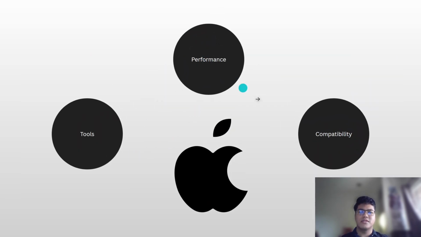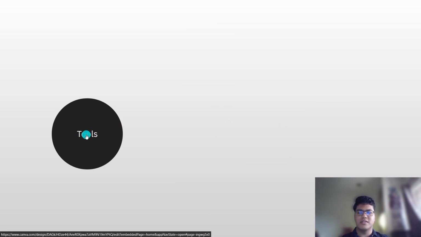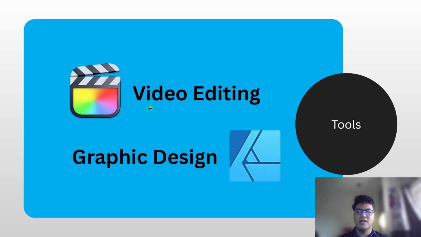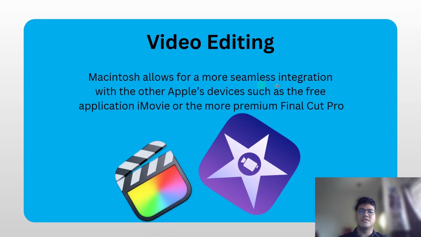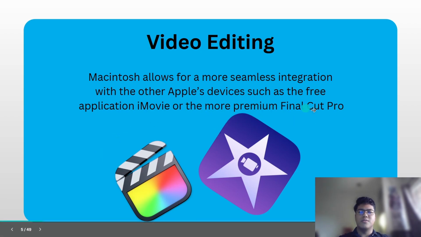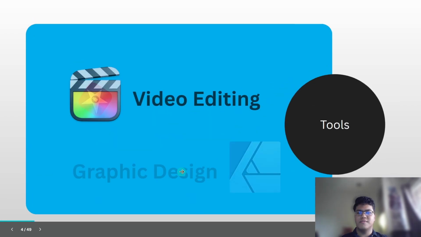So as we can see here, there are also three parts we can click. Let's click Tools, and just like Windows, Mac OS is also known for video editing and graphic design. So video editing, Macintosh allows for a more seamless integration with the other Apple devices, such as the free application iMovie and the more premium Final Cut Pro. Using this, you can basically work with Macintosh devices anywhere you need.